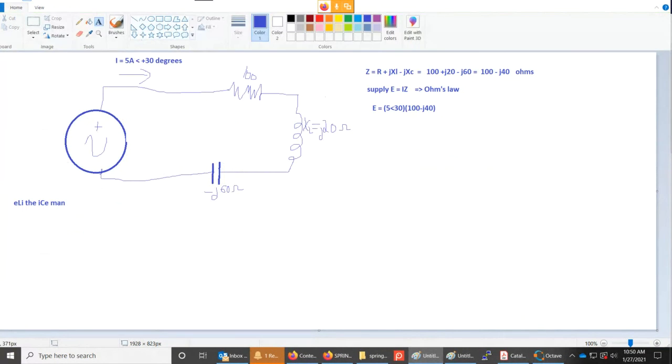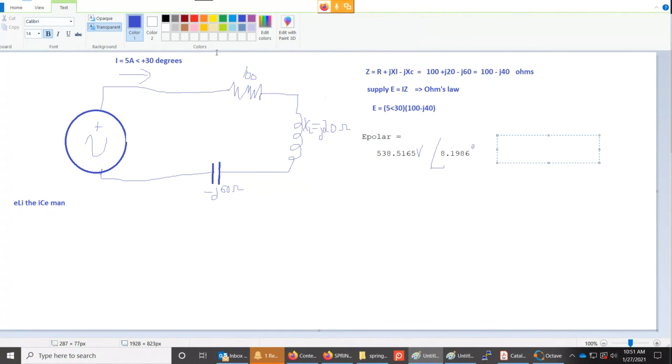All right, so if I paste this in here, okay, so the polar form of this is volts at an angle of 8 degrees. So if I'm going to put this into Blackboard, for E, I would put in 538 period volts. Now, you can argue that you could leave off the period here, but I recommend putting it in so you don't forget.